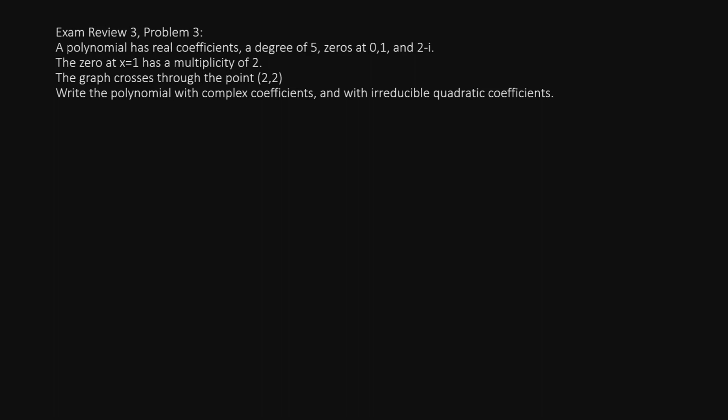Right now we're doing problem 3 on the review, where we're to write a polynomial with real coefficients, a degree of 5, and zeros at 0, 1, and 2 minus i. Alright, let's actually start with this piece of information. Our first zero is at 0, so we'll begin with x equals 0. We have another one at 1, and another at 2 minus i.